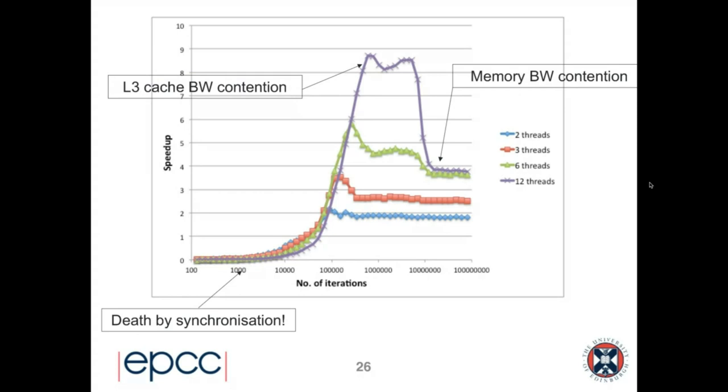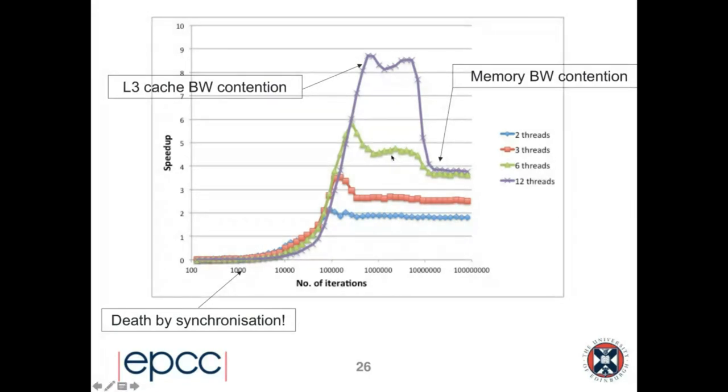However, as I increase the array size, that effect doesn't last very long, and I end up with a speedup which is a bit less than three. Now for 6 threads, the green curve. This eventually reaches a speedup of more or less 6, but that doesn't last very long. That soon drops down to a factor of about 4.5 in the middle.